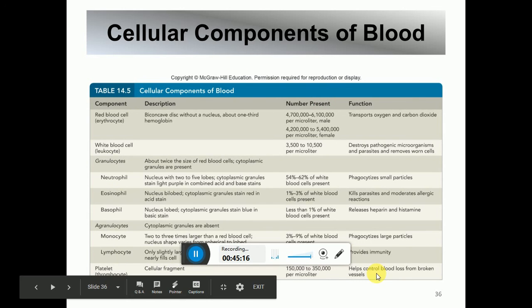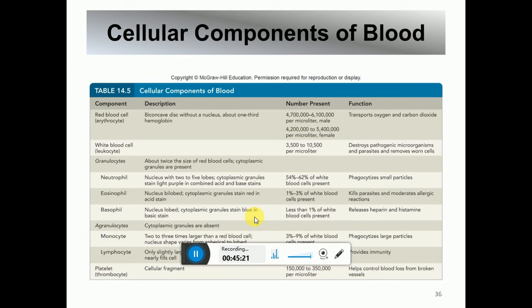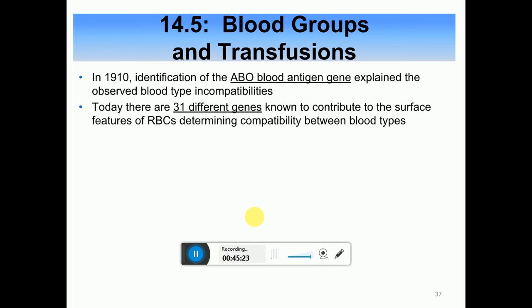This is a table showing the different cell components of blood. I will let you read that. Then we're going to talk about blood groups and transfusions. These are important things to understand for both your lecture and for lab as well.